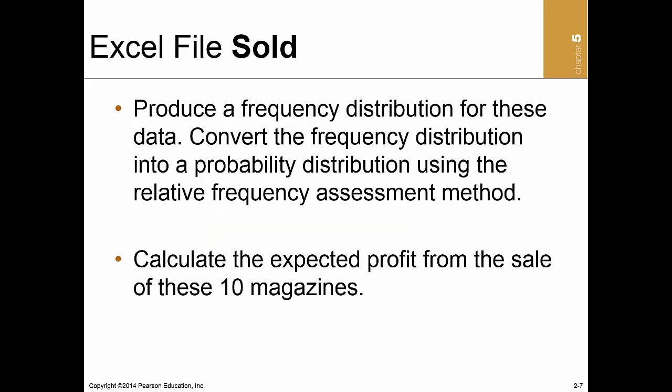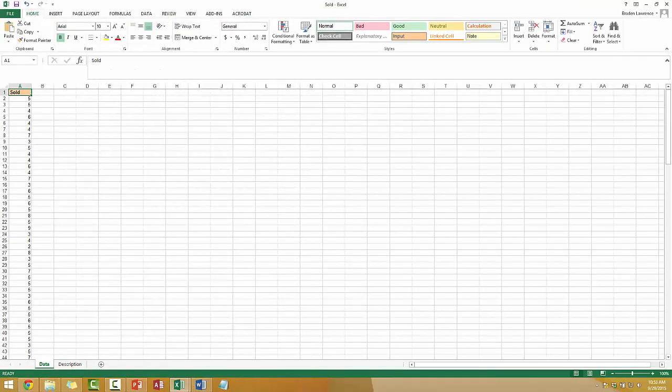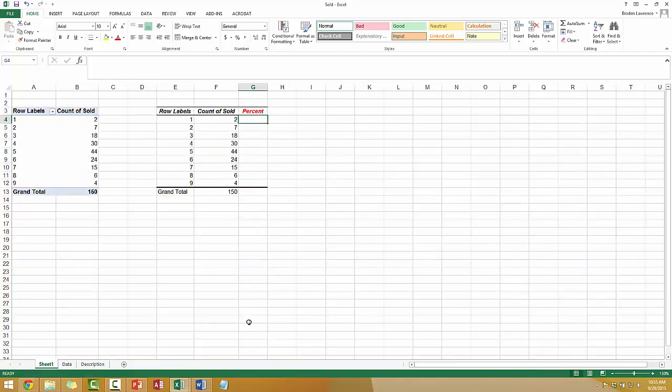Go ahead and open the Excel file Sold and let's answer the following questions. Go ahead and begin by inserting a pivot table and determining the frequency of the sold variable. We can convert the frequency distribution into a probability distribution using the relative frequency assessment method. To do this, we type equals and divide by the total.